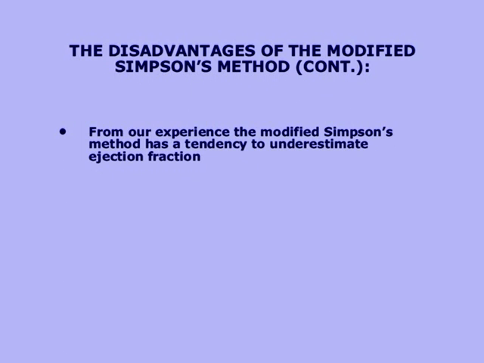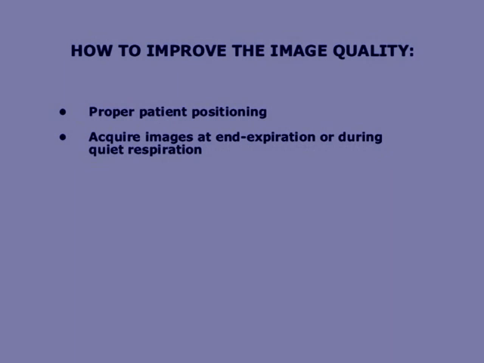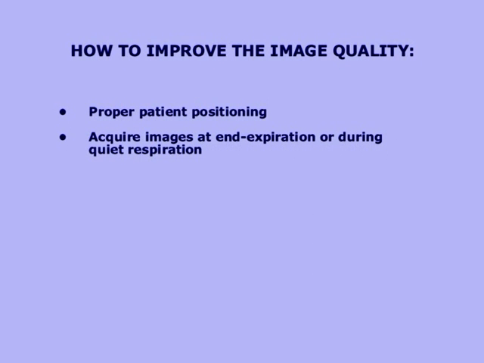From our experience, the modified Simpson's method has a tendency to underestimate ejection fraction. Proper patient positioning helps to optimize imaging of parasternal and apical views. Images are best acquired at end expiration or during quiet respiration.